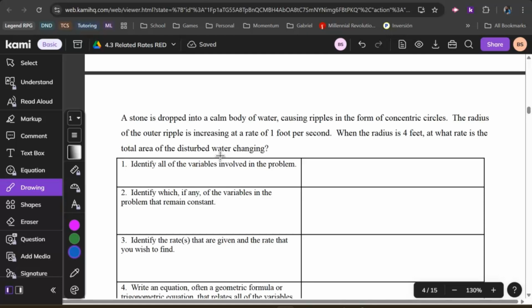When the radius is 4 feet, at what rate is the total area disturbed? All right, well, before we even write in the margin here, let's think about this. We've got radius, and we've got area, right? Now let's go find those.